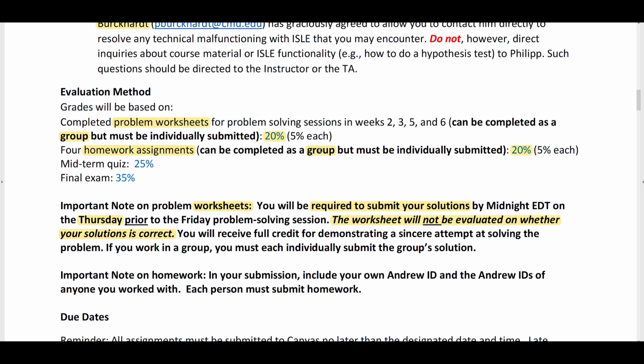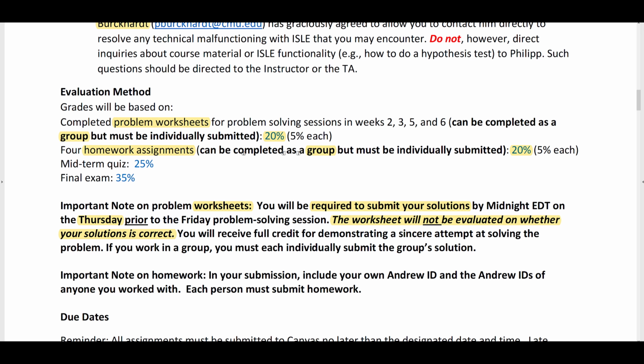So the ceiling on the group size is 4 people. That's the most people we want working together. We want at most 4 people to submit identical homework assignments. Each person must submit, but it is okay for each person in the group to submit homework identical to the other people in the group. You just have to identify who the group members are, okay?